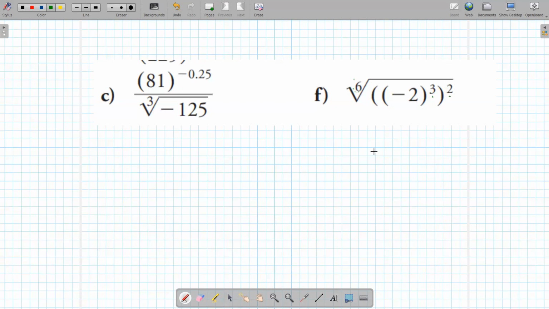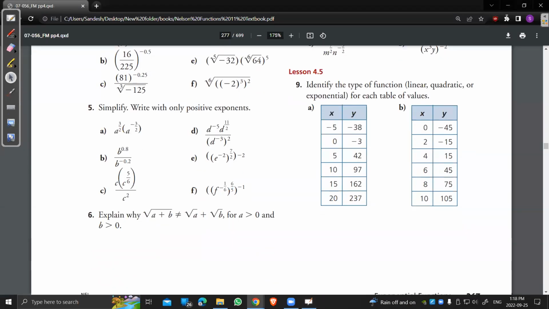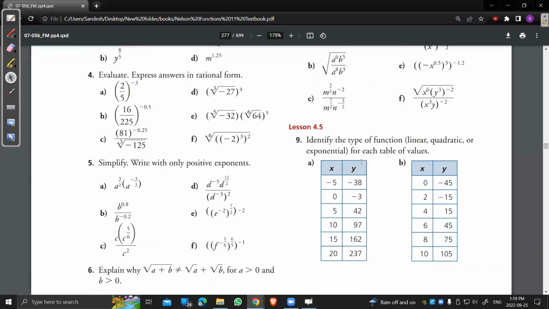Do you get positive 64? Yeah, but you don't have to turn it into that. You can just rewrite it as negative 2 to the power 6, right? And when you write this in the exponent form, it's going to be negative 2 to the power 6 over 6. These two cancel out, and then the final answer will just be -2. Easy enough?